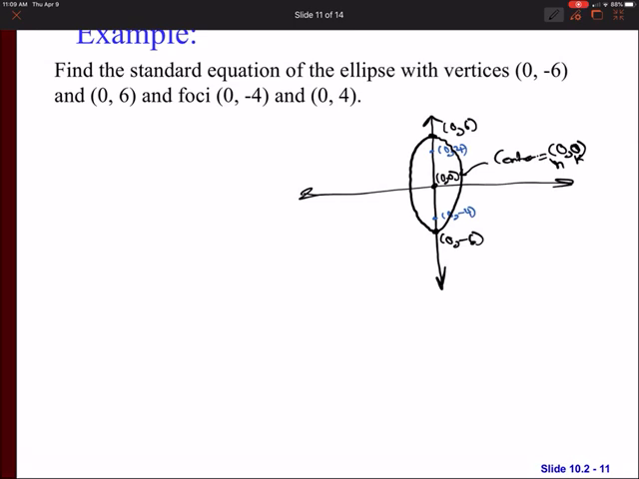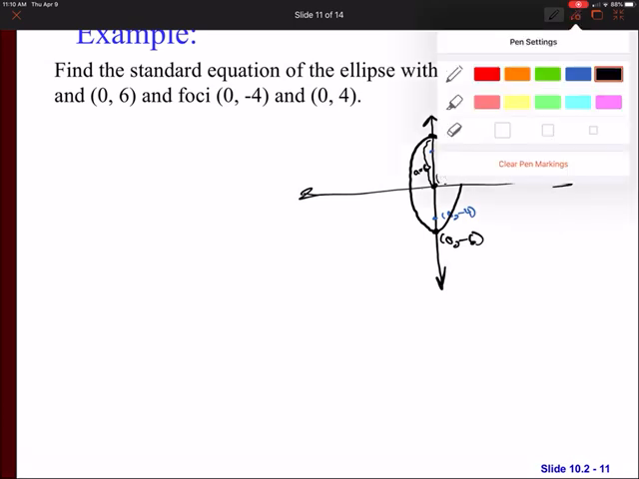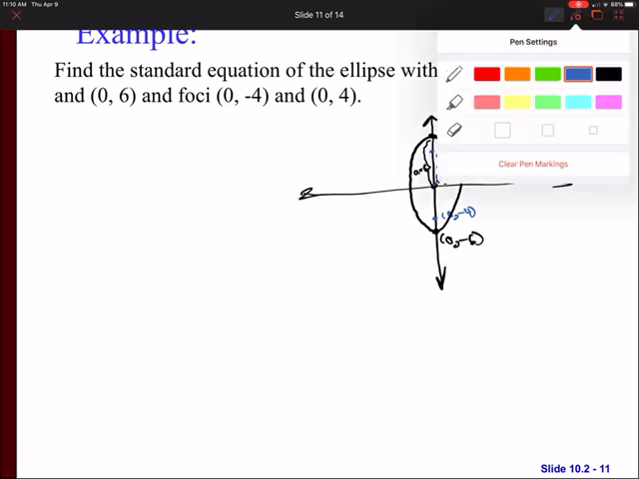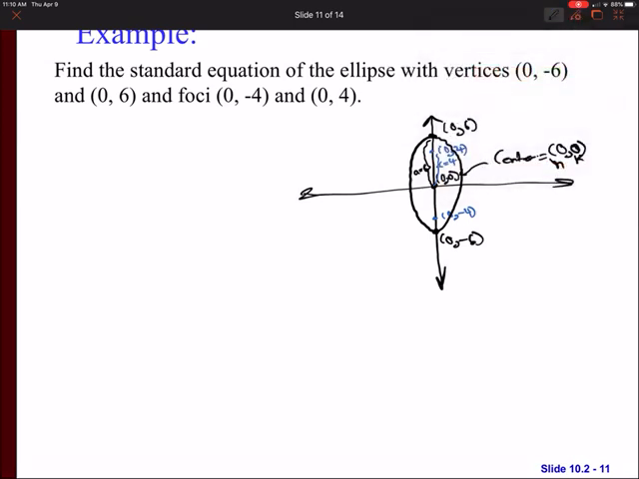Now, value of a, let's go ahead and mention that. What was the distance traveled from (0, 0) to (0, 6)? a equals 6. And what is c? c is the distance traveled to the foci. So c is 4. So again, just graphing it, we see the key piece of information.